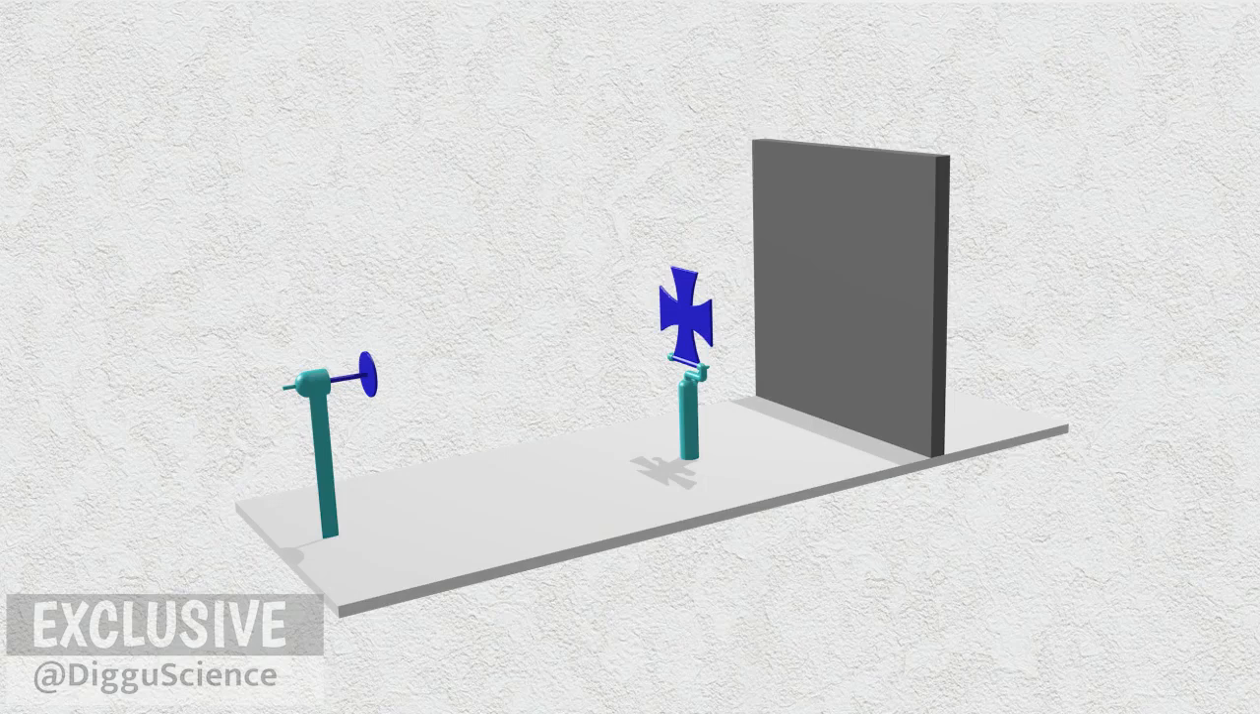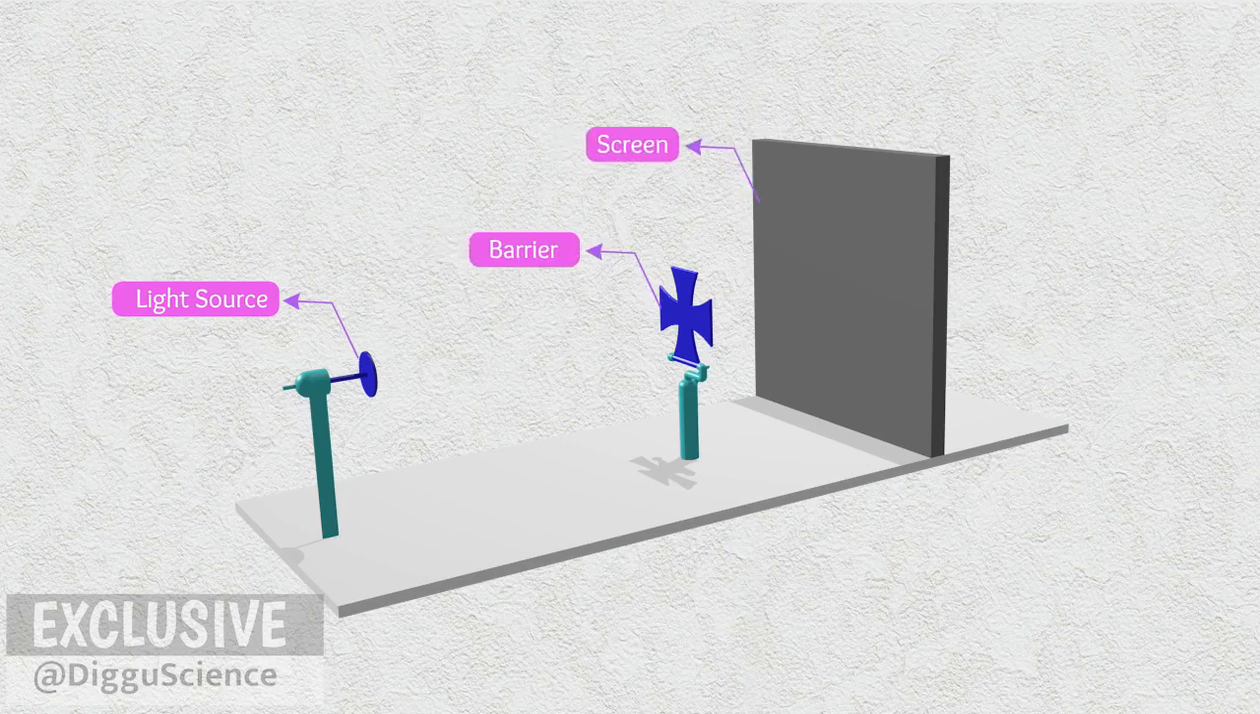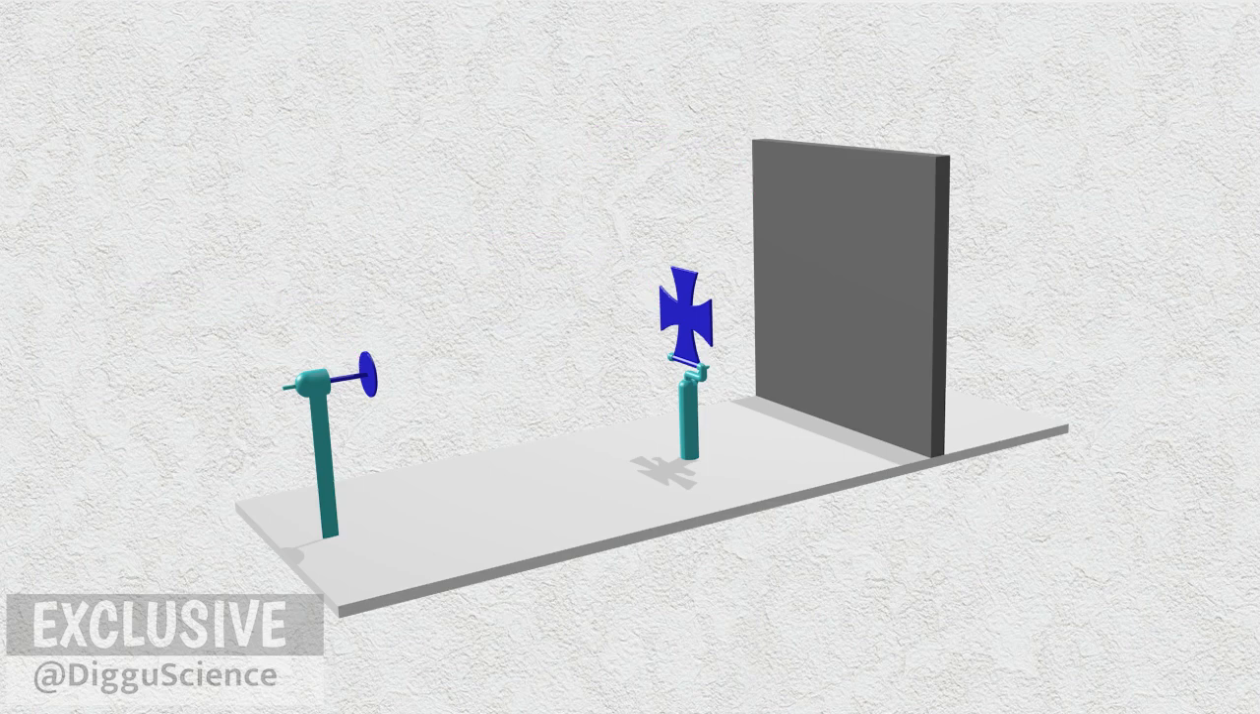To explain this phenomenon, we will place three components, namely, a light source, a barrier, and a screen. Since we cannot see the movement of the cathode ray directly, we will take three assumptions. The first assumption, a parabolic ray.